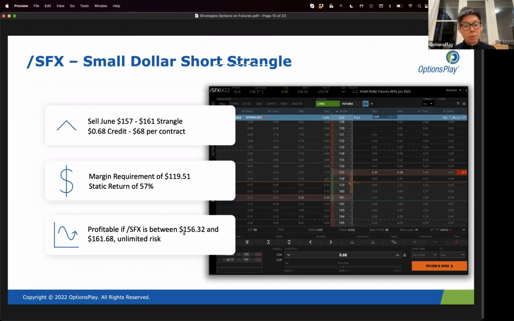And now this is profitable between 156.32 and 161.68. So you're raising the bottom end of the range as to when you're profitable. You're adjusting it a little higher on the upper side, but you are still taking on unlimited risk for this particular strategy. But those are some of the adjustments that you can make that will generate a little bit more premium that can help offset a little bit more in terms of downside if the underlying does make a big move. Does that make sense to everyone?